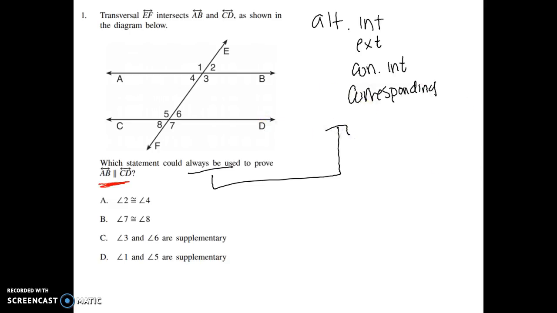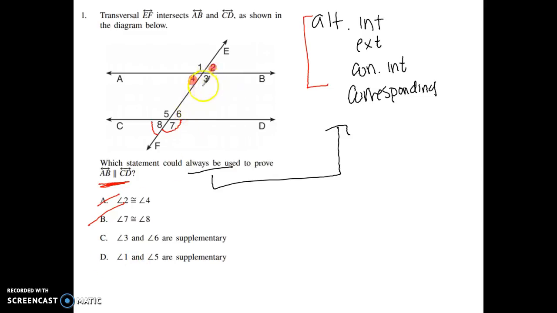So let's take a look at these answer choices. It says angle 2 is congruent to angle 4. That is true, but it is not part of these four that we can always use. So we know that is not true. Then it says angle 7 and angle 8. Well, those are supplementary anyways, so we know that is not true.